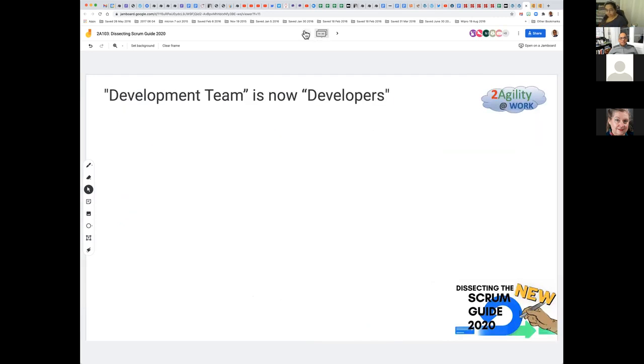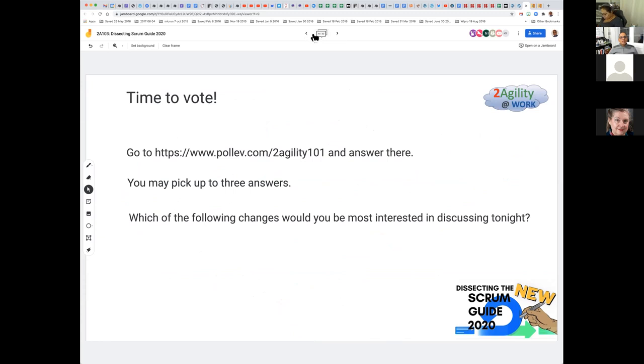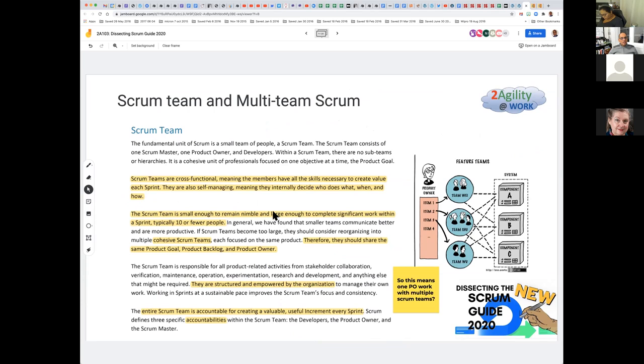roles on the team. So if we go back to slide 1, okay, this slide, then there are no roles on the team. The teams are cross-functional. The members have necessary skills to create value. They are self-managing. They internally decide who does what, when, and how.